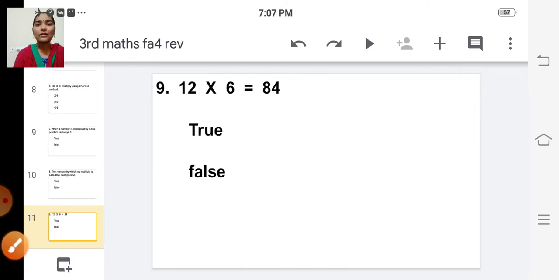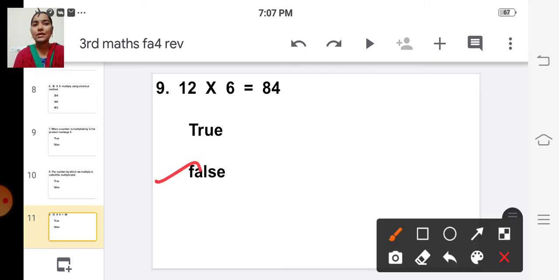The next one, ninth one, 12 into 6 is equal to 84. Is it true or false? So you all know the tables, isn't it? 12 sixes are 72, isn't it? Not 84. So it is false.